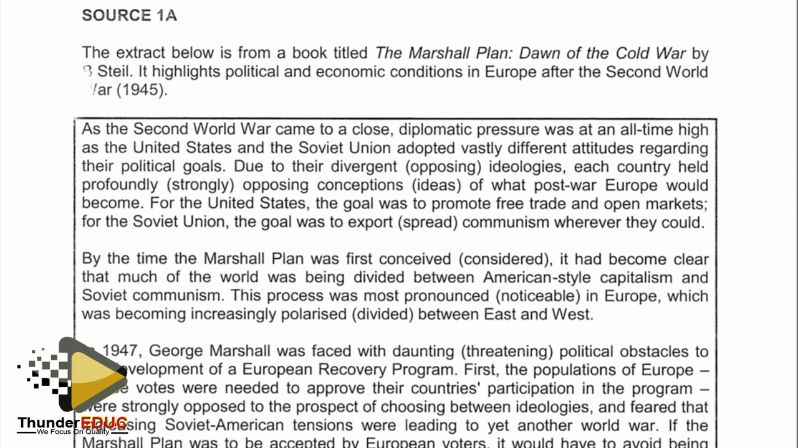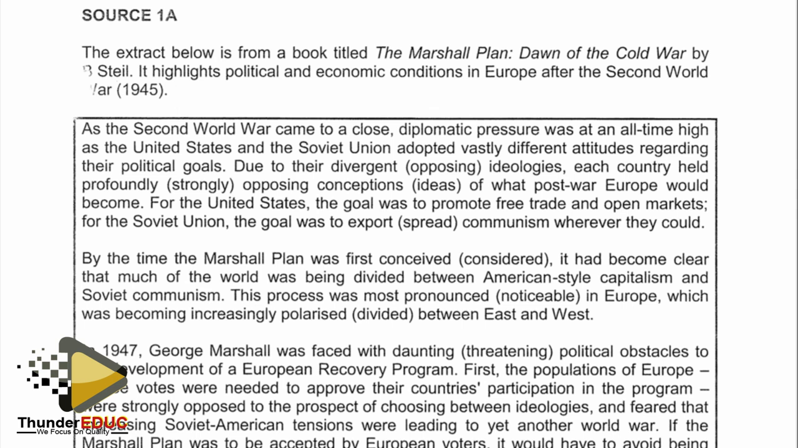So what we need to do here: we have a source which is an extract from a book titled The Marshall Plan, Dawn of the Cold War by B. Stale. It highlights the political and economic conditions in Europe after the Second World War of 1945. Given this background, we want to attempt to answer the questions, referring to the source to check where we get the questions and how we answer them.